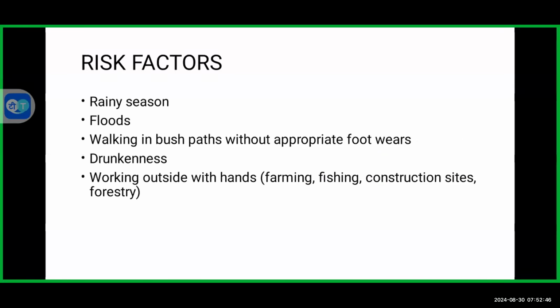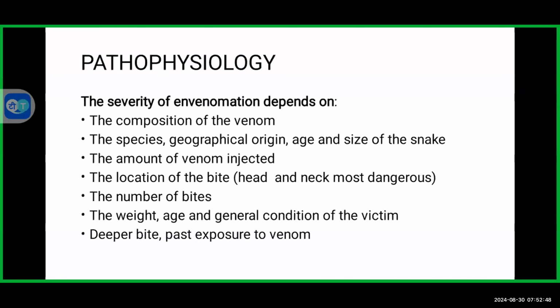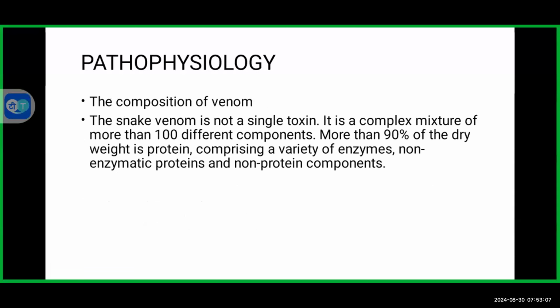So these are risk factors for snake bite. Then the pathophysiology: the patient's presentation depends on the composition of the venom, the species, the age and size of the snake, even the amount of venom injected, even the location. Bites to the head and neck are more dangerous, as is the number of bites. And then the general condition of the patient, like it's worse in children and pregnant women.